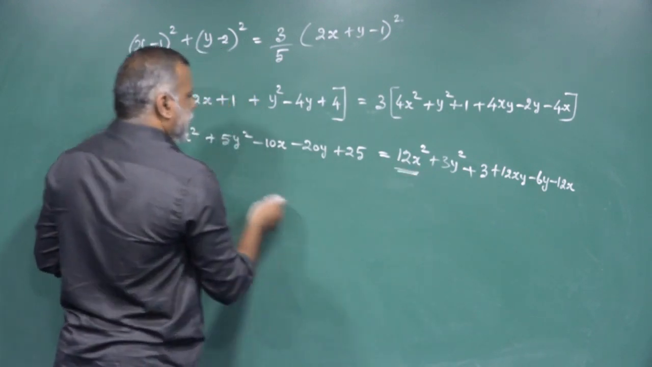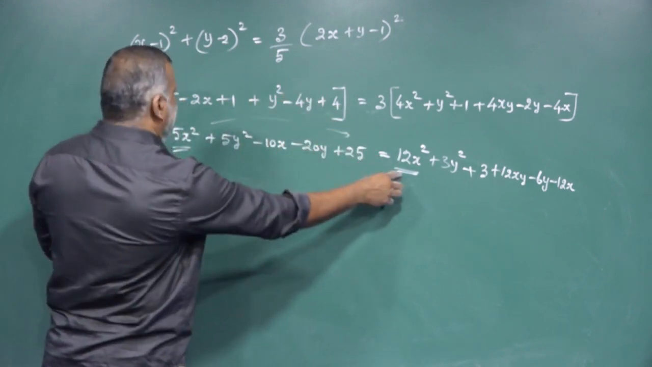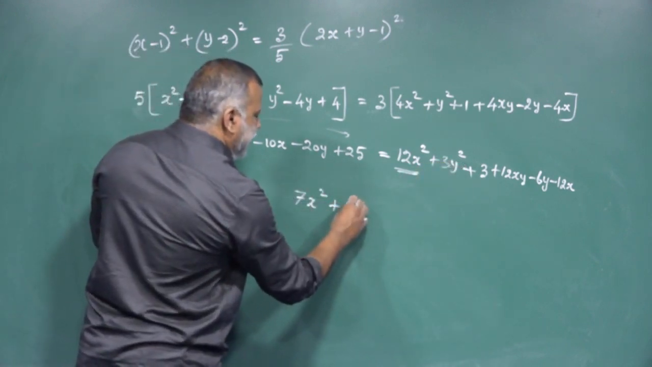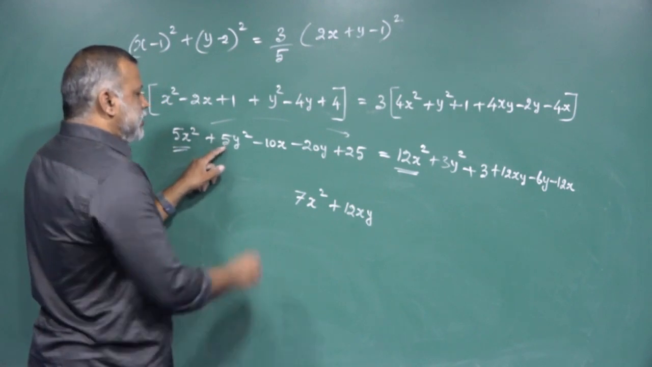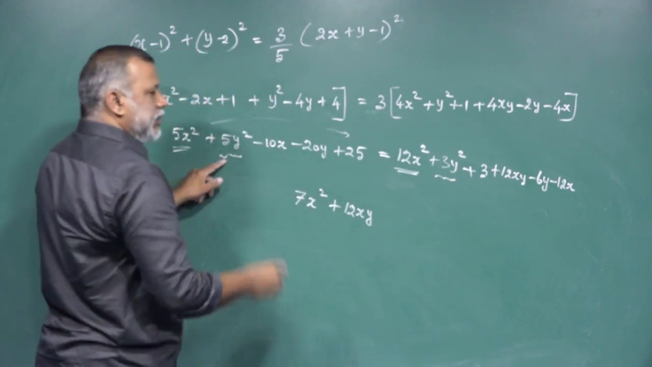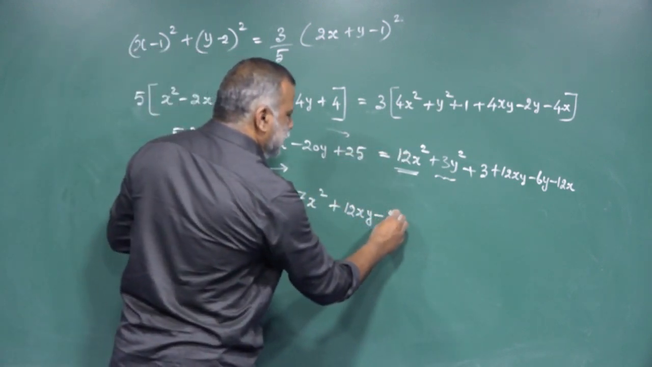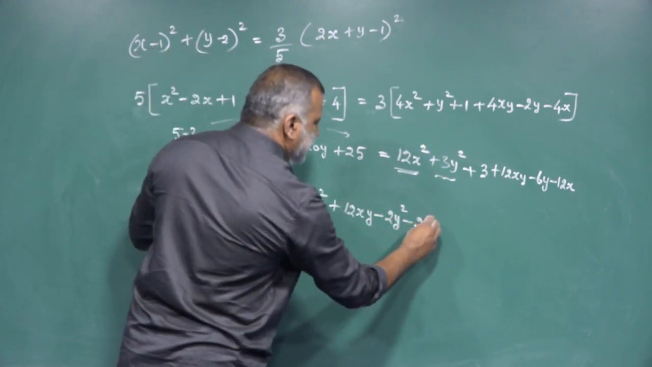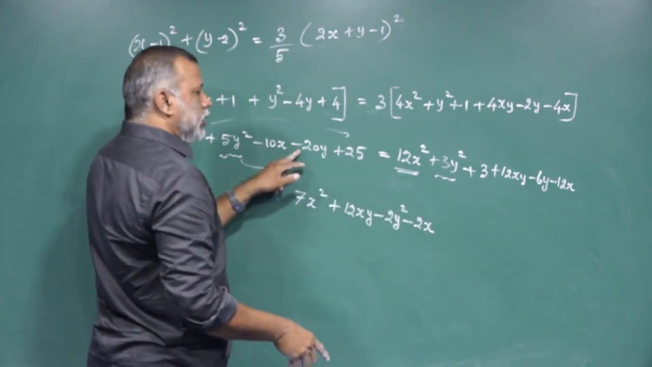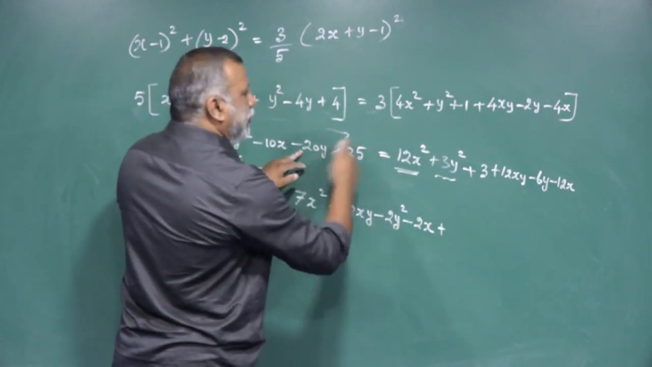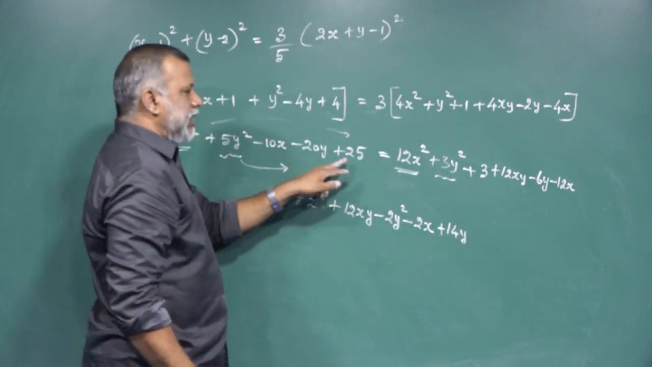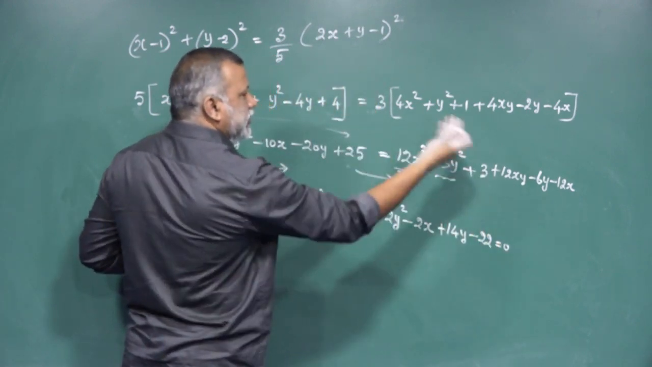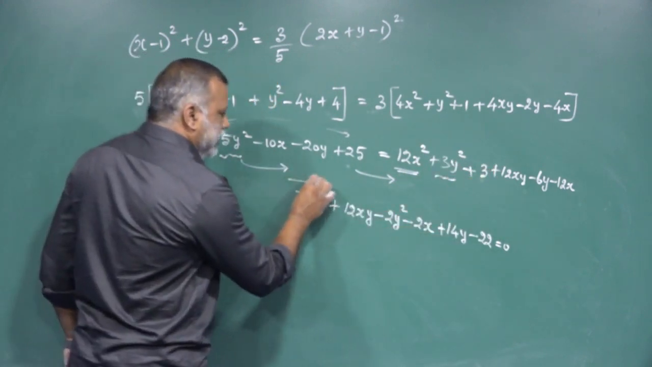Listen here: 12x squared, here 5x squared. Convert into the same side, then we get 12 minus 5, that is 7x squared. After that you are having the xy term, write it: 12xy. Then see here, 5y squared and here 3y squared. Convert into that side, so we get minus 2y squared. Again x terms: here minus 10x, there minus 12x. Convert into the same side, we get minus 2x. See here 6y and here 20y. Convert into the same side, we get positive 14y. See here 25, convert into the same side, we get minus 25. Already you are having 3, so minus 22 equal to 0.